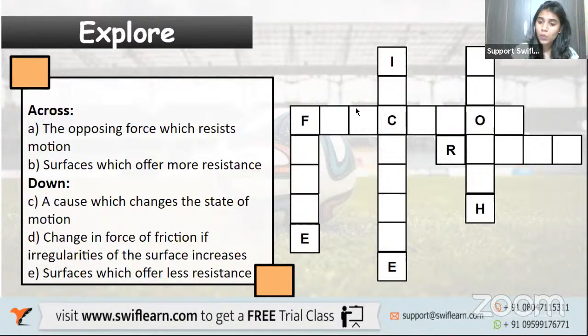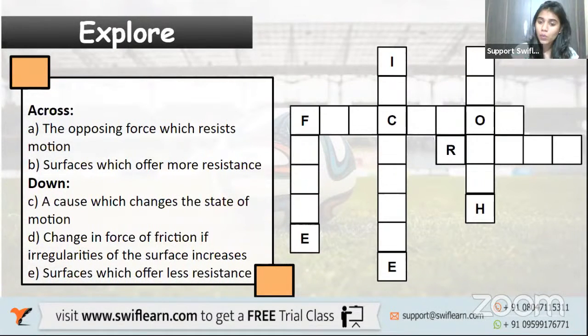A cause which changes the state of motion. What is required to change an object from its state of motion? Also, a change in force of friction. If irregularities of the surface increase, what happens to the force of friction?